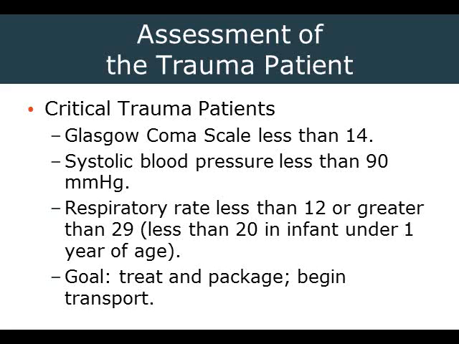Glasgow Coma Scale less than 14. Okay, it's common for people to be a little confused, so 14 is actually pretty acceptable. Systolic blood pressure less than 90, respiratory outside of the 12 to 29 range, or less than 20 in an infant under the age of 1. Then our goal is going to be to treat, package, and begin transport. We'll do the rest on the way.